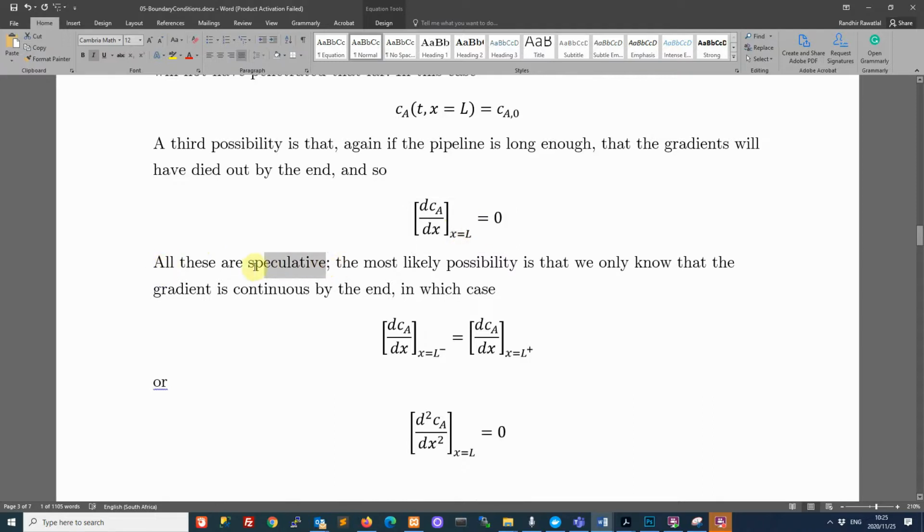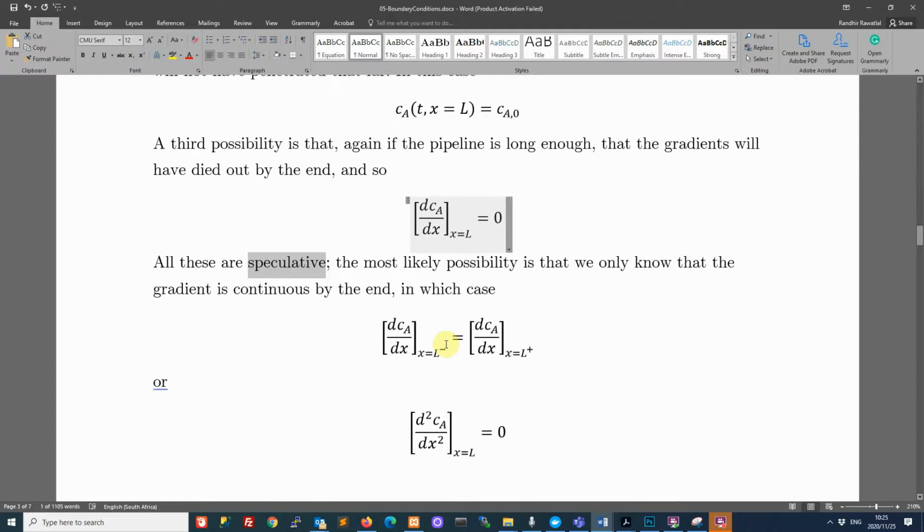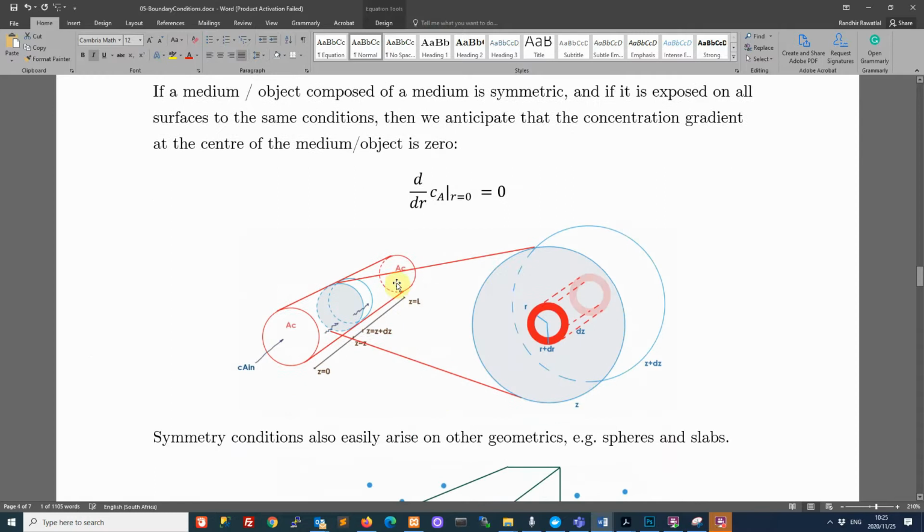But all these, as I say, are quite speculative, and there are some things you can do to support your speculation. You can look at the flow rates and the diffusivities and say, well, given these numbers, I can support one of these. But the most secure one, according to me at least, the one that I prefer is this one, where we simply state that at the exit point there's continuity. So we say that the gradient just inside the tube equals the gradient just outside the tube. So there's no change in the gradient.